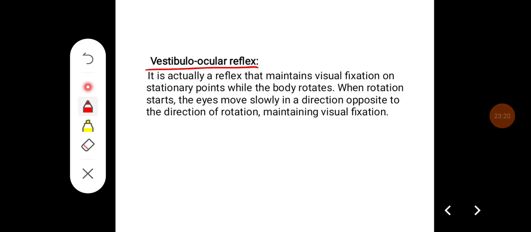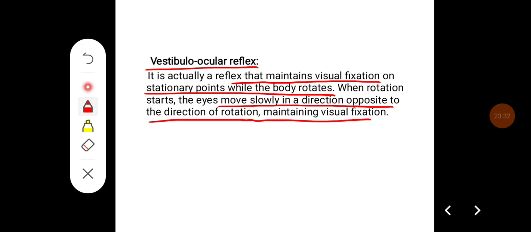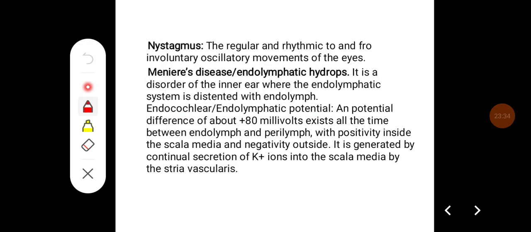Vestibulo-ocular reflex. It is actually a reflex that maintains visual fixation on stationary points while the body rotates. When rotation starts, the eyes move slowly in a direction opposite to the direction of rotation, maintaining visual fixation. Nystagmus, the regular and rhythmic to and fro involuntary oscillatory movements of the eyes.